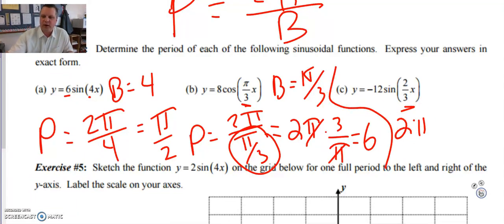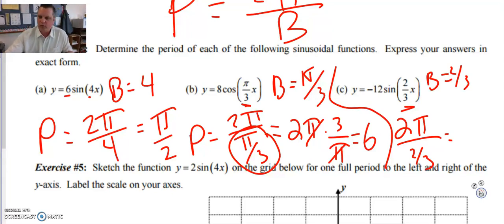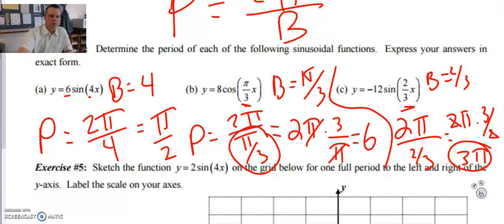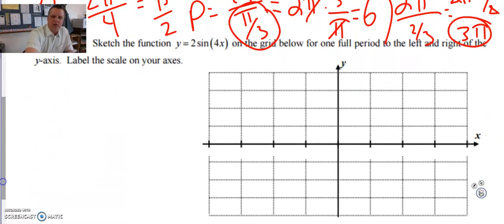And in the last one, you have 2/3. So I have 2 pi. Oops, sorry. B is 2/3. So 2 pi over 2/3. So again, invert and multiply. And what we would get is 2 pi times 3 over 2. Cancel, cancel. So you have 3 pi. Okay? If you have questions on that, see me. It's just plugging into the formula. If you need me to slow down and do it again in class, I will.